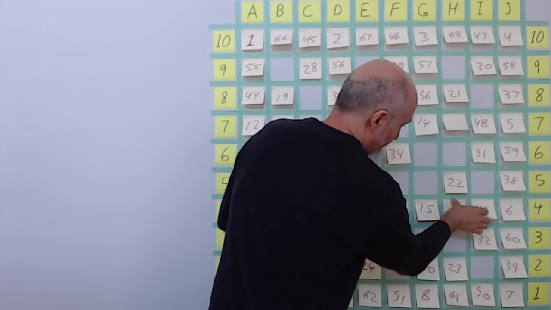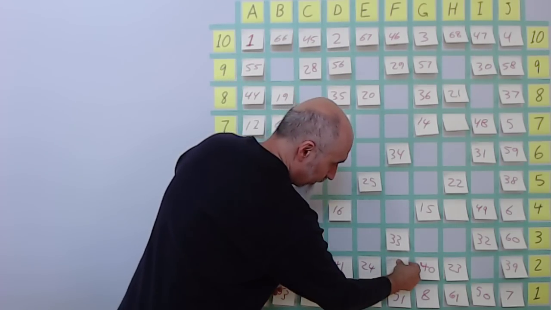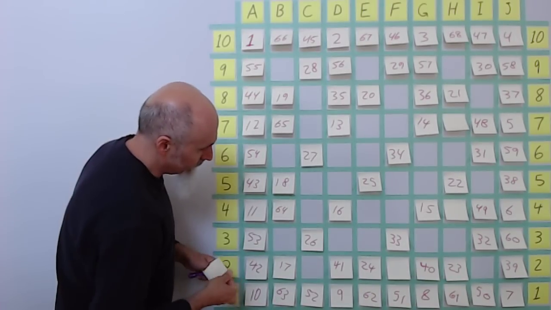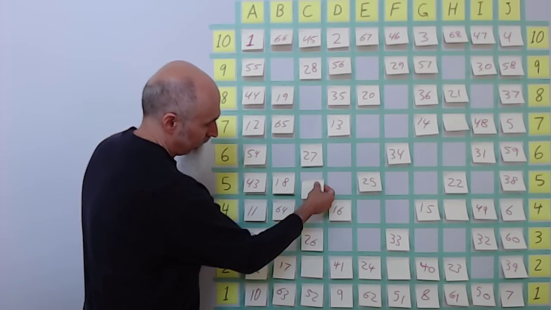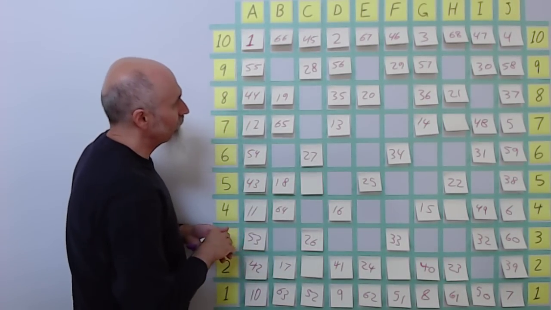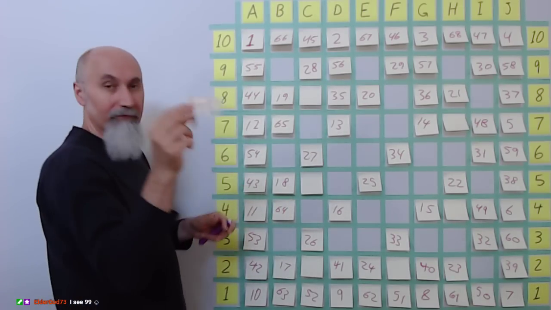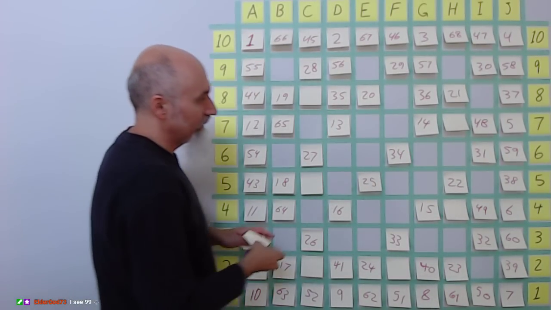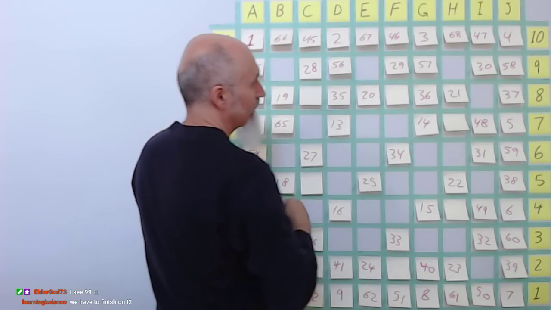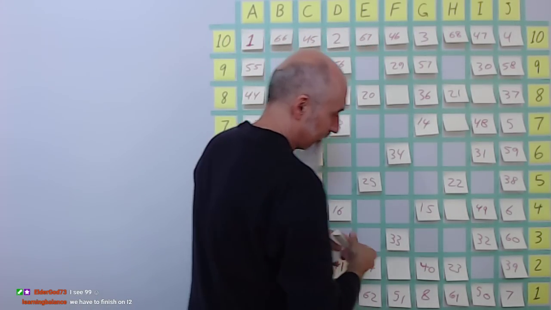69, 7, right? And then we'll go here. 71, 72, 73, 74, and we finished one more stack. Nice. 74, 75, 76, 77.